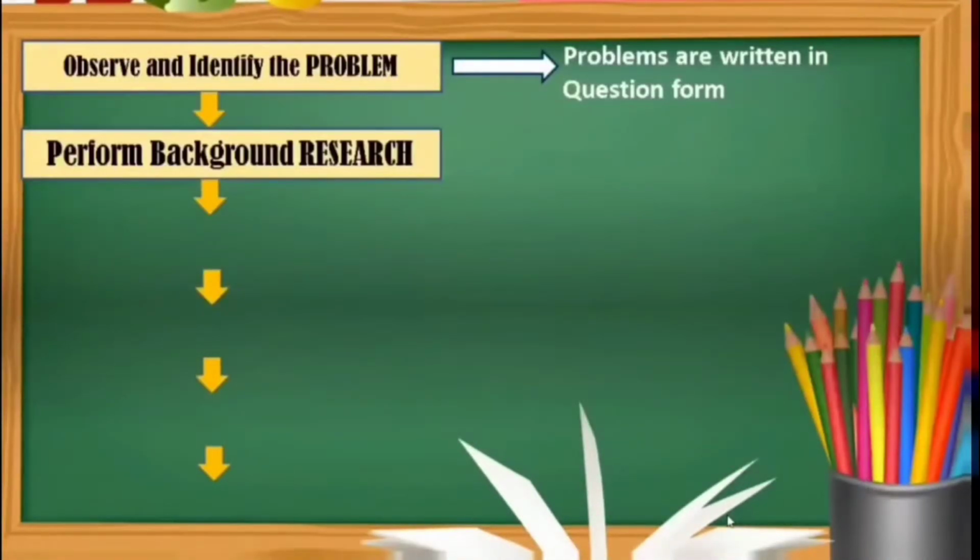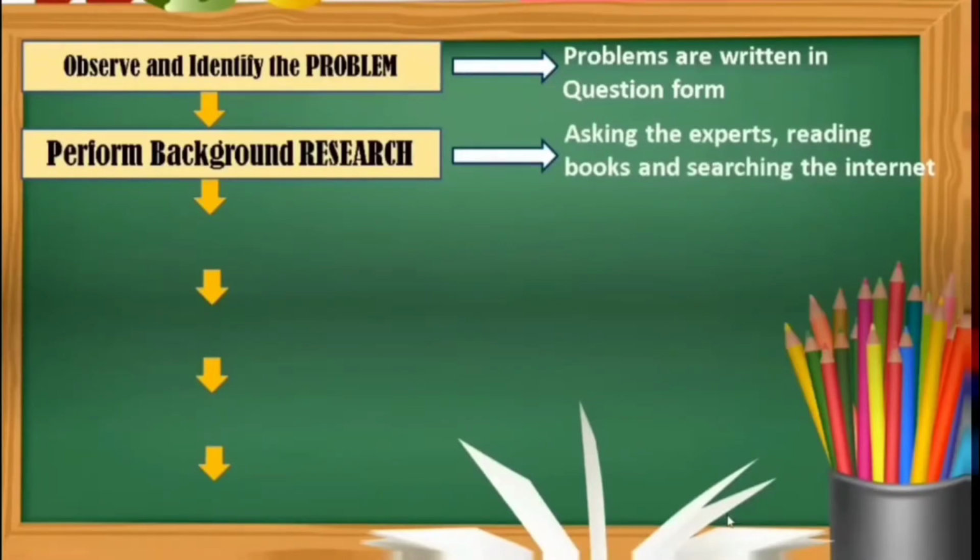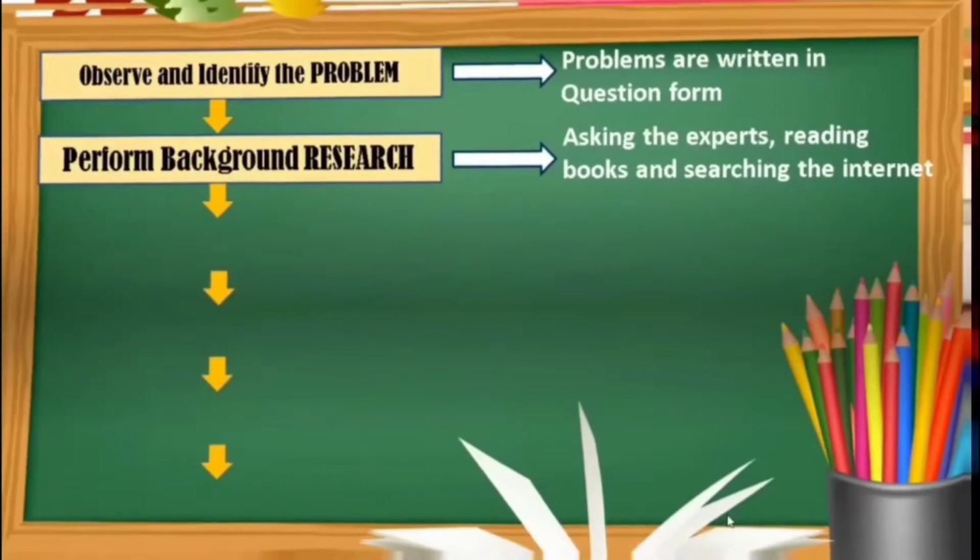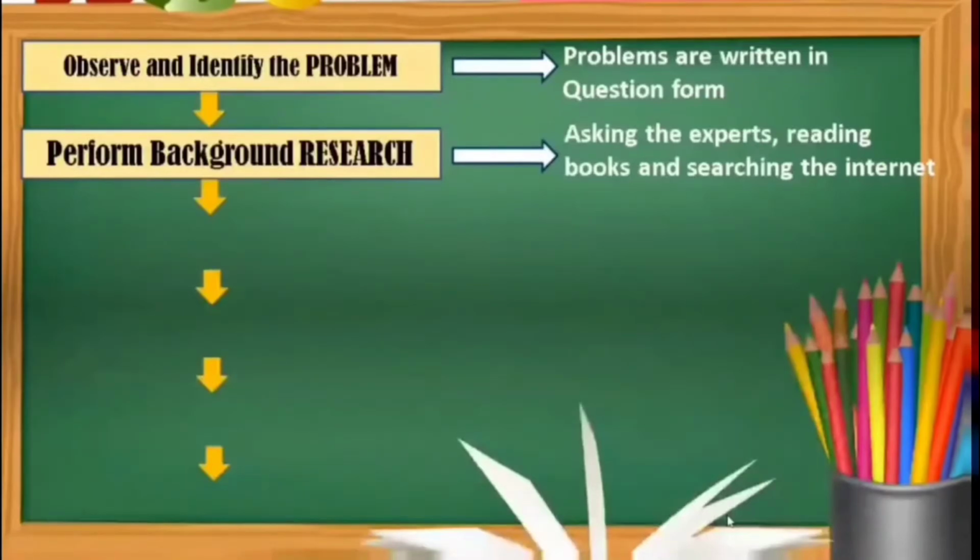The second step of the scientific method is to conduct or perform background research. This step can be done by asking the experts on topics related to the problem that you want to answer, reading books, and searching the internet. Just make sure that the information that you get is reliable. Step number 3 is forming a hypothesis.